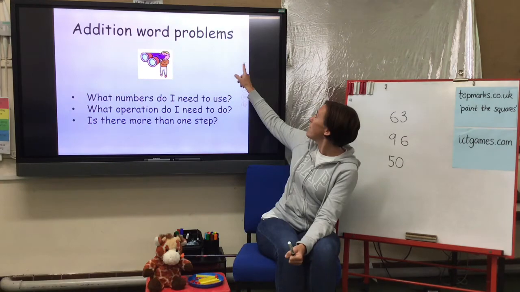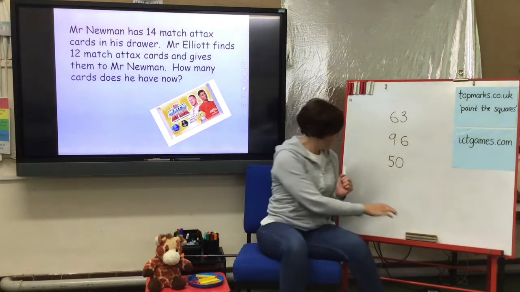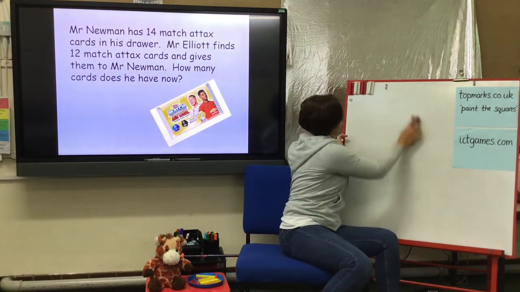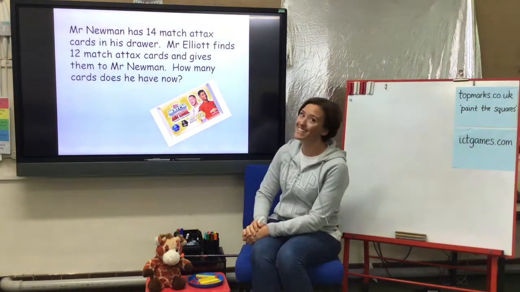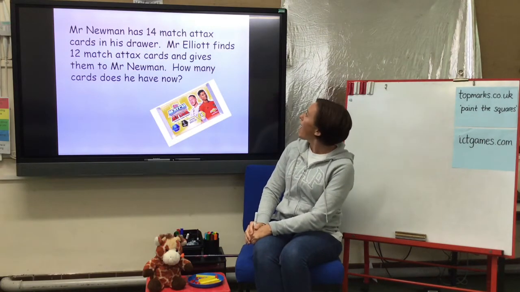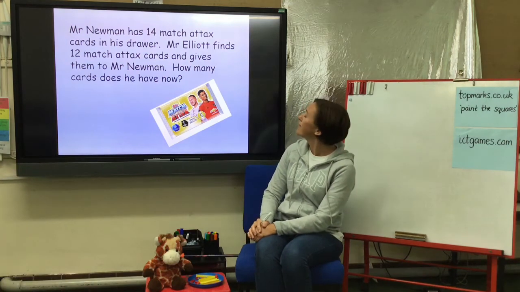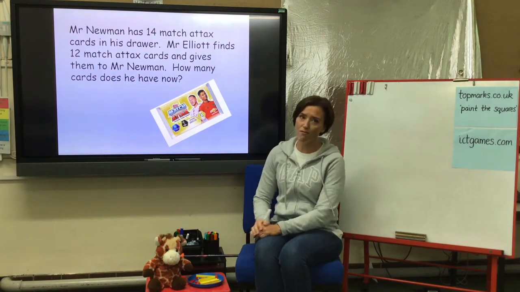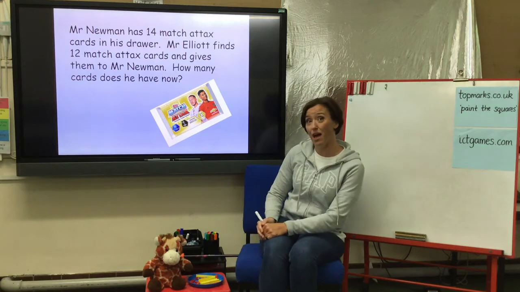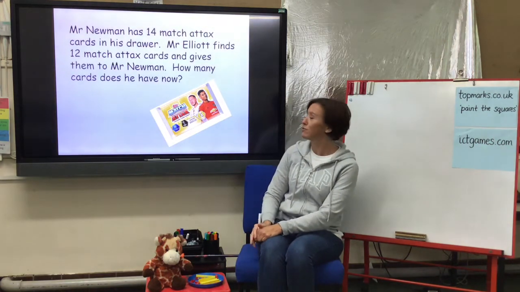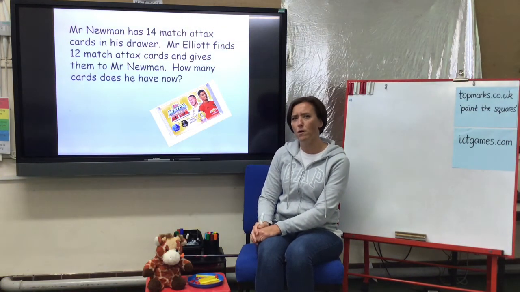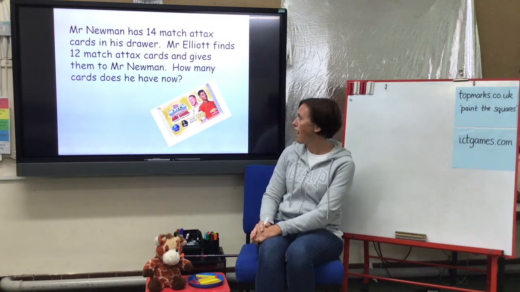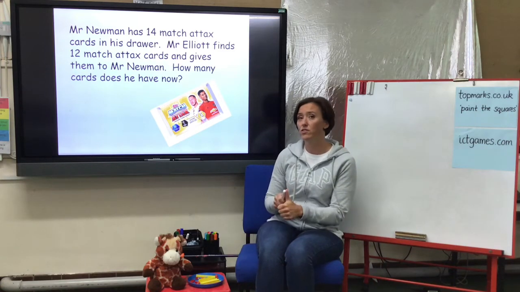Let's have a look at the first one together. This says, Mr. Newman has 14 Match Attax cards in his drawer. Mr. Elliot finds 12 Match Attax cards and gives them to Mr. Newman. Very generous of him. How many cards does Mr. Newman have now?